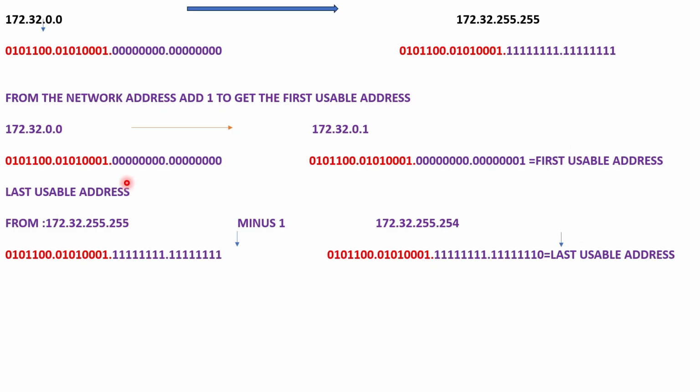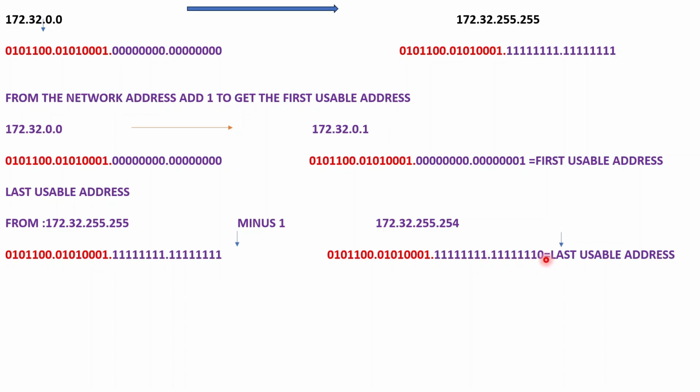The last usable address, it is very simple. Unarudi from the broadcast ID to come here. From the broadcast address, it is represented by all ones, which are 8 bits, 1111111. So from the last octet ya mwisho, you just only minus 1. So kama unavyoona hapa, we just minus 1 in our last octet here.